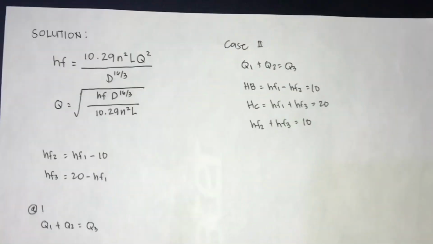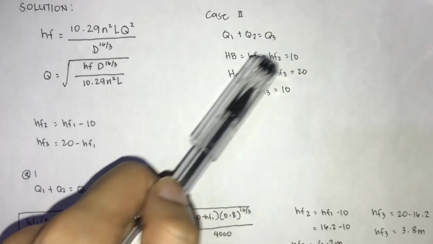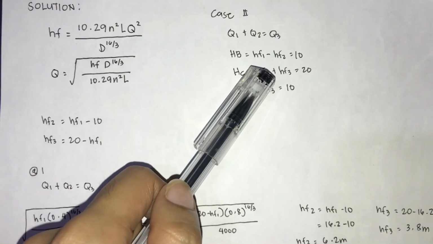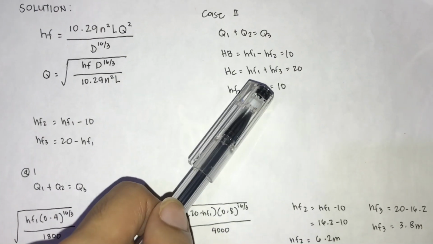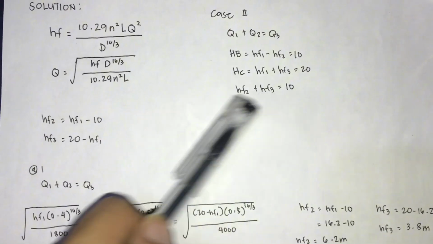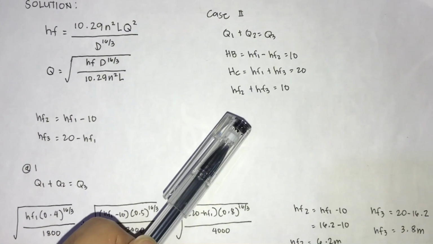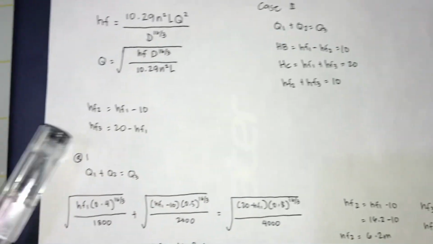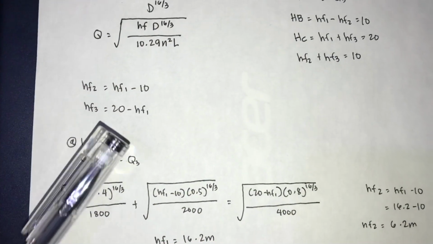Head at reservoir B is equal to HF1 minus HF2 is equal to 10. Head at reservoir C is equal to HF1 plus HF3 is equal to 20. And HF2 plus HF3 is equal to 10. So, HF2 will be equal to HF1 minus 10 and HF3 will be equal to 20 minus HF1.